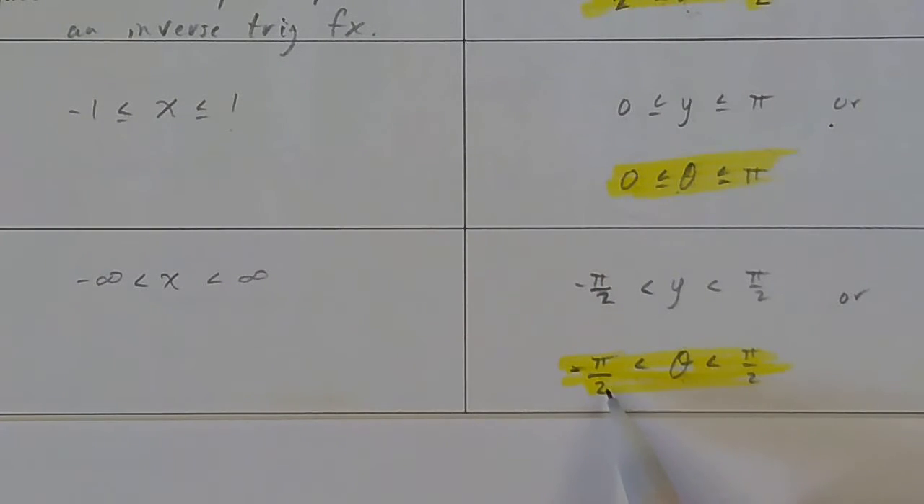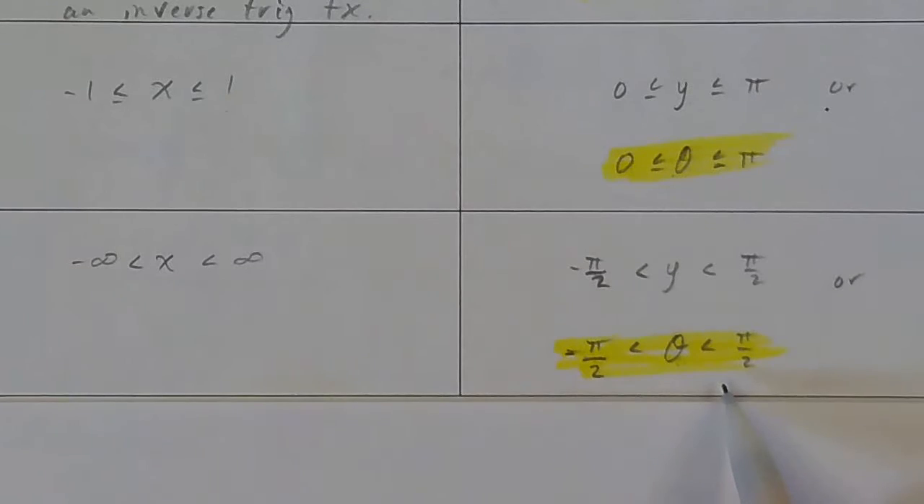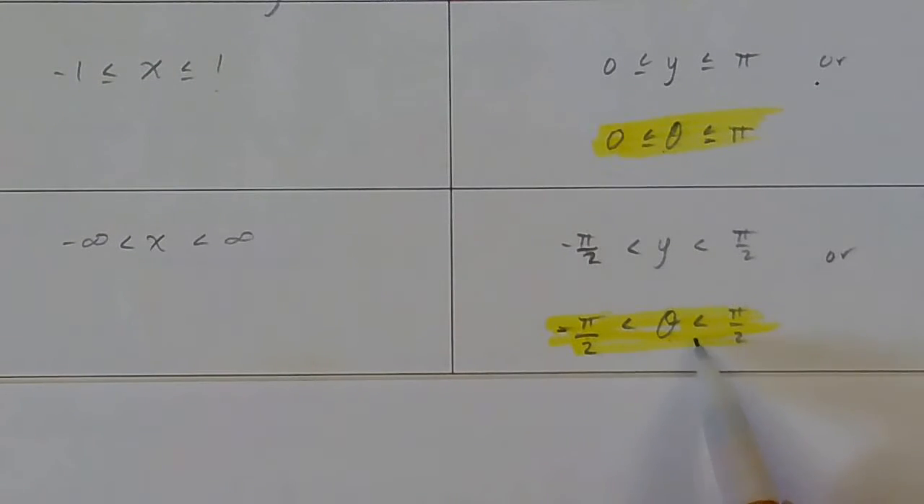The tangent graph, remember, has asymptotes at -pi/2 and positive pi/2. That's why it can't equal those. There's no line underneath it for tangent.